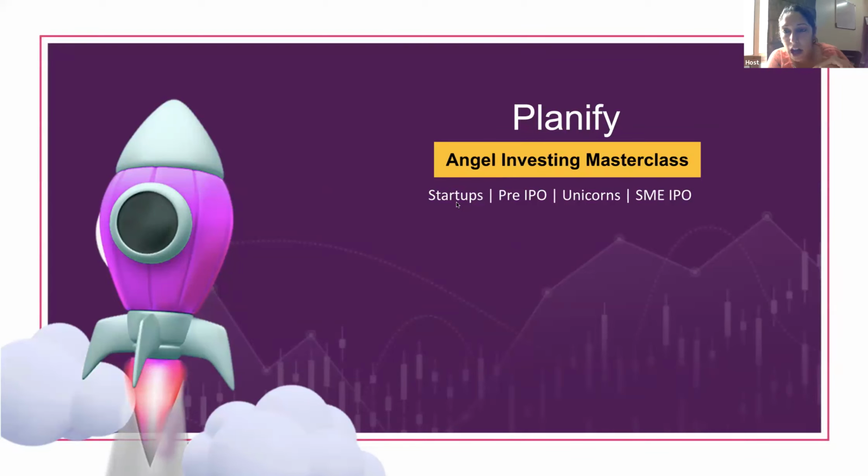Mona has a question. How does Planify earn? Right. So Mona, we charge the people whom we are providing liquidity. If we are helping founders raise funds, we generally charge them anywhere between 5 to 10%. That is generally our fees. So we charge the seller, we do not charge the investor. This is how we make money.